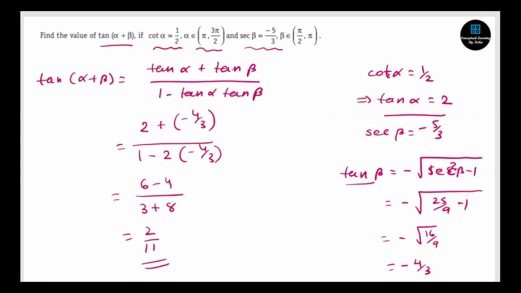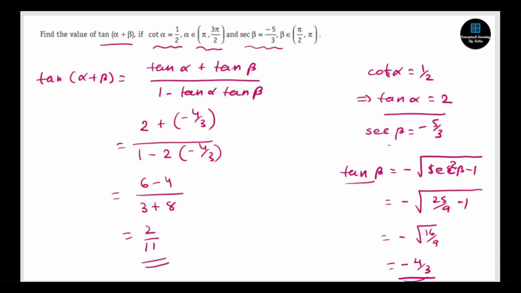Alright. So you have to mention why this is negative. Because this is in the third quadrant, because beta belongs to pi by 2 to pi. Alright. And here alpha belongs to pi to 3 pi by 2. You have to mention this quadrant. Alright. Perfect.